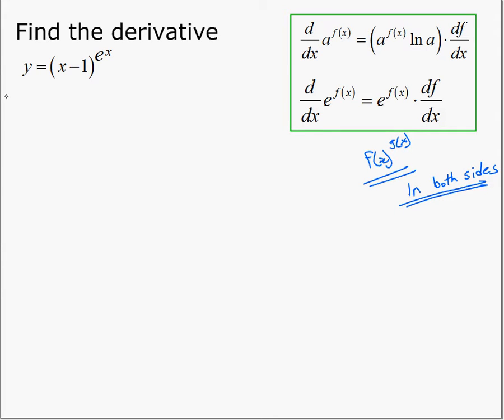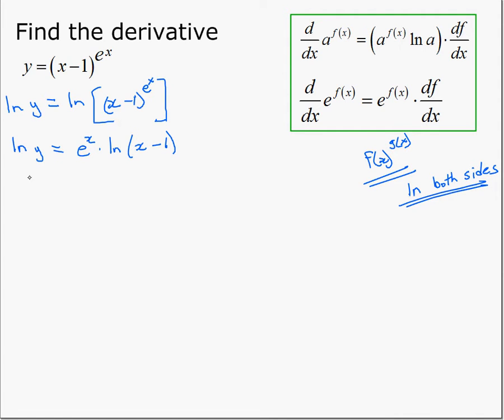So that'll be our first step, to just take the natural log of y and the natural log of everything on the right. So that's x minus 1, all to the e to the x. And the purpose for doing that is to get our function in the exponent to come down using log rules. So that gives us e to the x multiplied by ln of x minus 1.